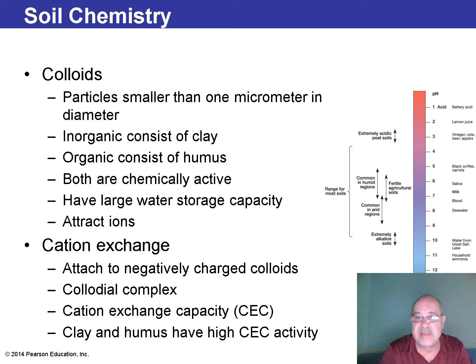I want you to look at the pH scale because you need to know that an acid has a baseline of 1 and base is 14, okay? So acid is a 1, base is 14, and in the middle there we have our fertile agricultural soils, which are 7, neutral, okay? So you need to remember that for the test, okay?